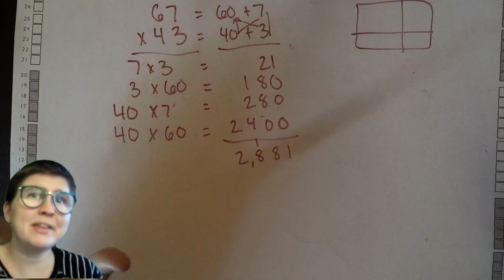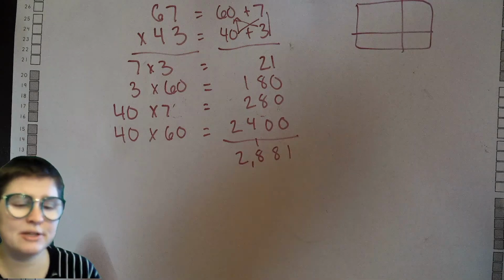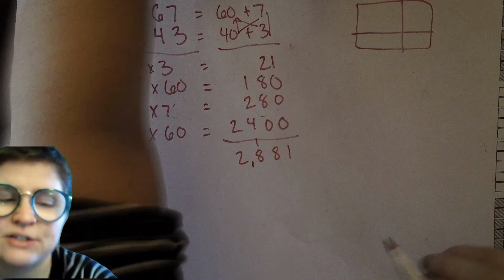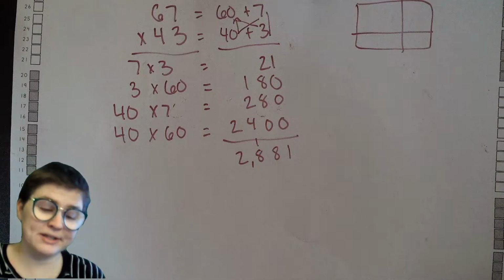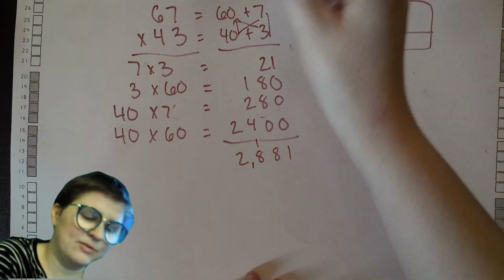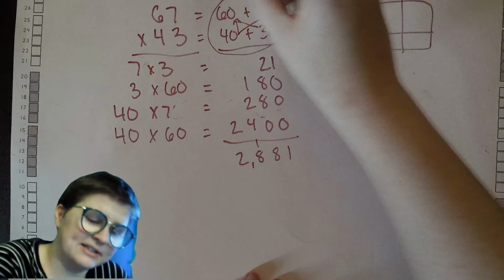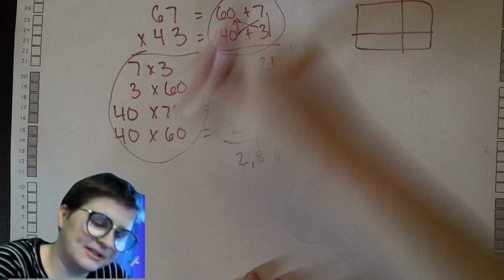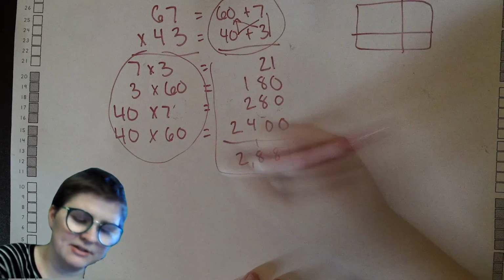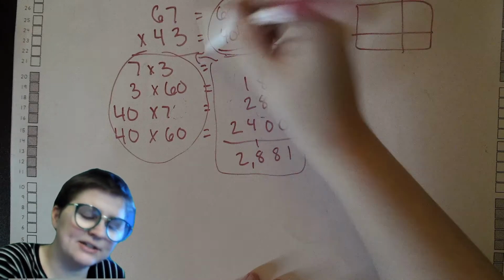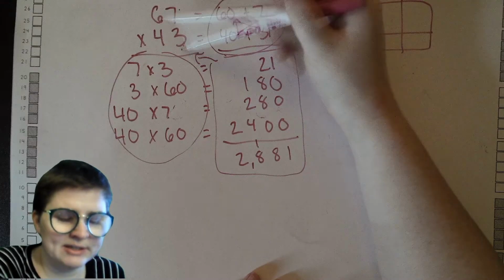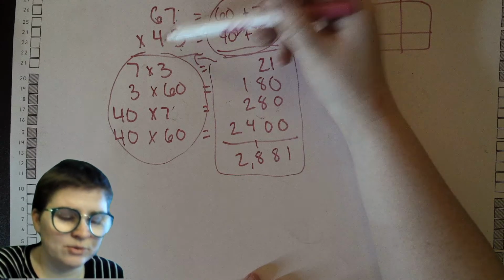So it's a lot of writing, right? And there are some things we can do to make it quicker for our hands, as long as our heads are feeling comfortable with it. So rather than writing out this and this, we could have just written this part underneath, as long as we knew to multiply 3 times 7, 3 times 60, 40 times 7, 40 times 60.